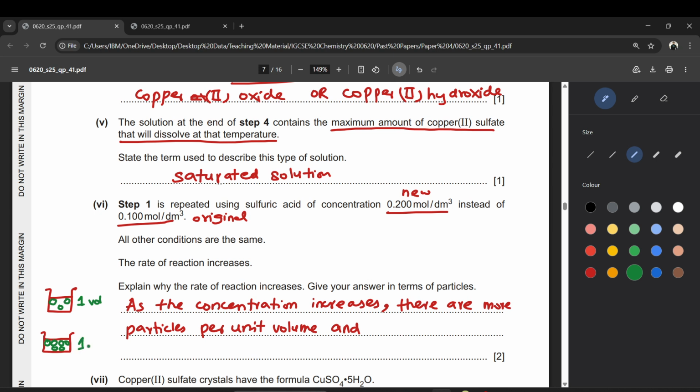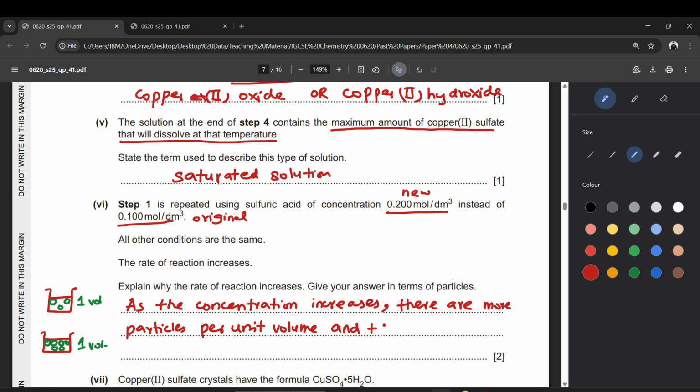So we still have one volume, but now we have more particles per unit volume. If there are more particles of the acid, because I have added a higher concentration of that, that tells you there will be more collisions per unit time. That's why the rate of reaction is going to increase.